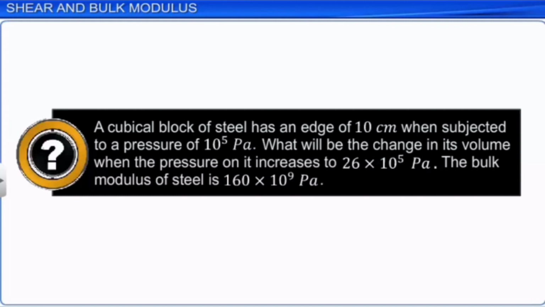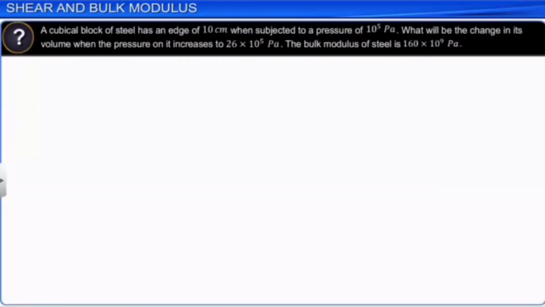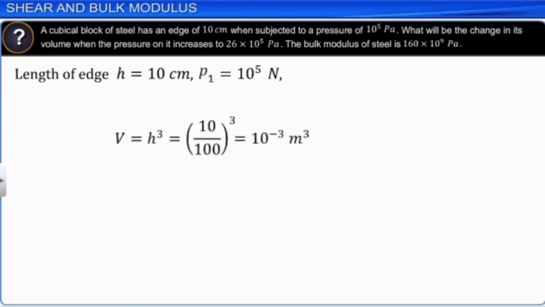The original volume of the cube is the cube of the edge. Expressed in meters, the original volume is 10 to the power minus 3 meters cubed. The bulk stress delta P is equal to the change in pressure, and substituting the original and new pressures, delta P is 25 times 10 to the power 5 Pascal.